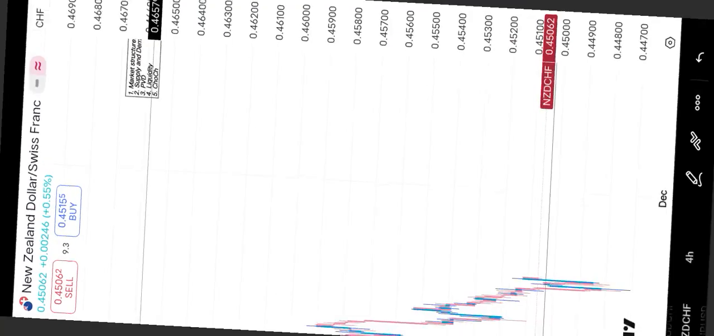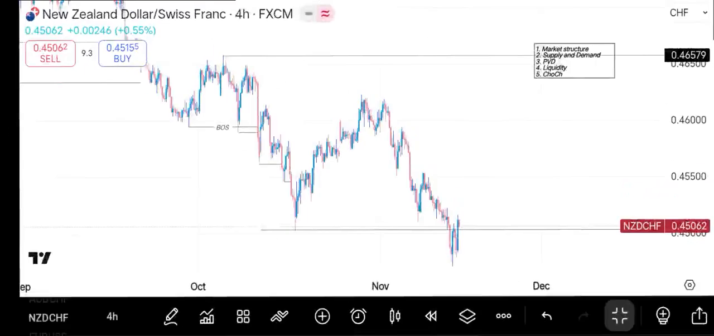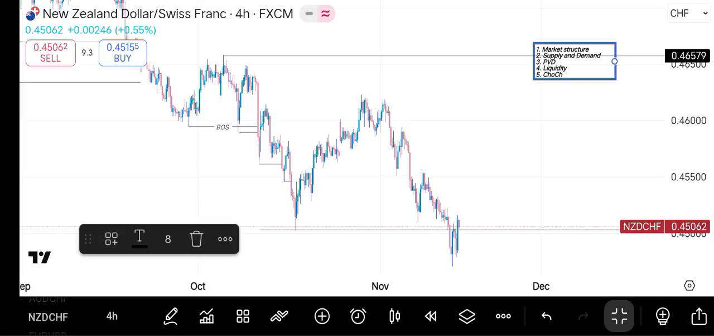And TP hits on NZDCHF. If you can have a look at my previous video, you can see my analysis there. I just removed everything in order for me to analyze for you guys how I took the trade by using these five confluences: the market structure, supply and demand, PVD, liquidity, and the change of character. So confluence number one, the market structure.